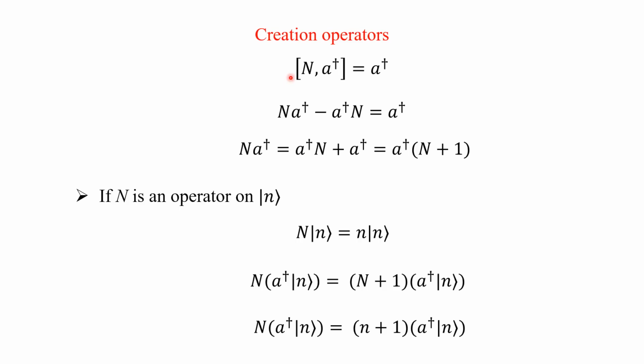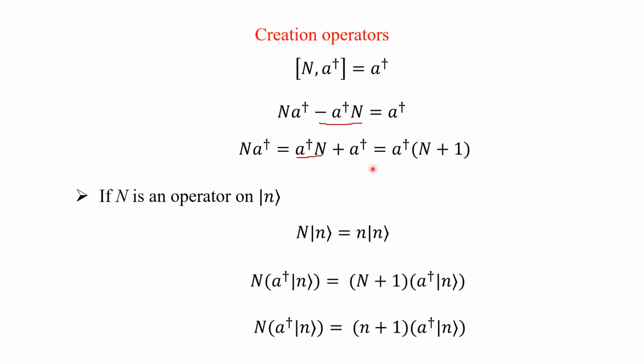Now we will see about the creation operator. Just now we have seen that the commutation between n and a dagger is equal to a dagger. You know very well that n commuted with a dagger gives n a dagger minus a dagger n, which is equal to a dagger. This is the relation. Now you bring this second term to the right hand side, so you will get a dagger n.